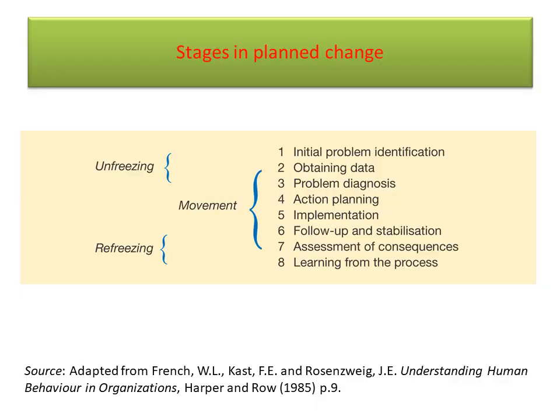The variation on this, which is adapted from the work of French, Kast and Rosenzweig, is where there are 8 stages from problem identification through to learning from the process, and these can be equated to the Lewin 3-stage model. The unfreezing is stages 1 to 3. There is a little bit of overlap here. The movement can be 2 to 7, or the change, and the refreezing can be steps 7 and 8 there. So 8 stages is useful there, that equate to that.